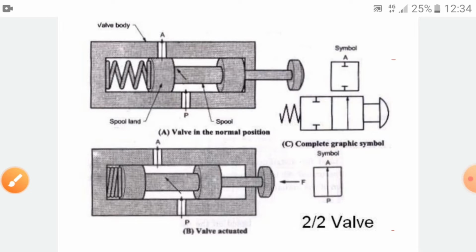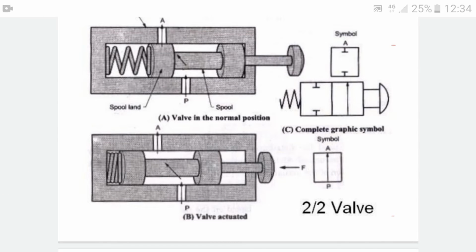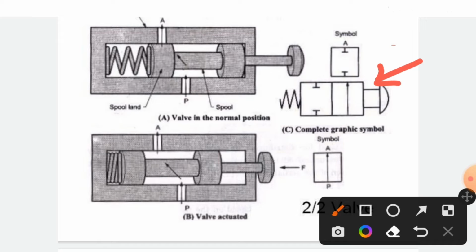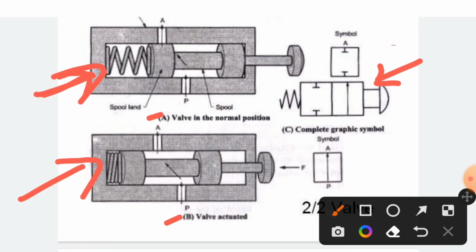So this is a symbol also shown. This is the symbol of the two-way, two position valve. And the first figure, this is a construction. This is also a construction of the two-way, two position valve. So first figure A shows the valve in normal position, and figure B shows the valve in actuated position.